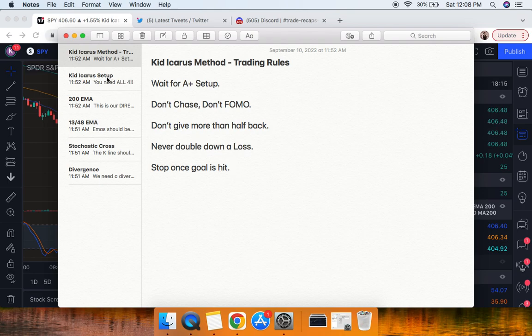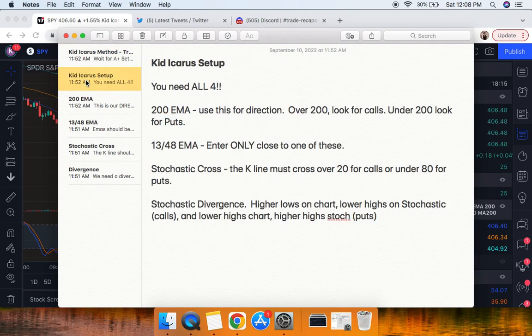So cool. Moving on to the setup. There's 4 things in the setup. You're going to need all 4. First thing is the 200 EMA. This is what we use for finding direction. You're only going to play calls over the 200 and only puts under the 200.